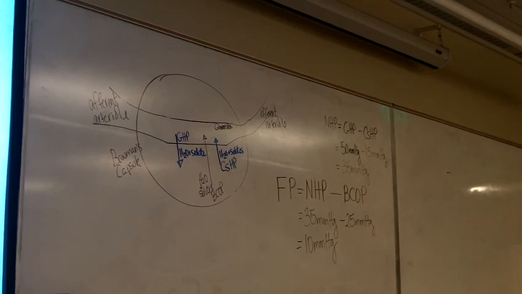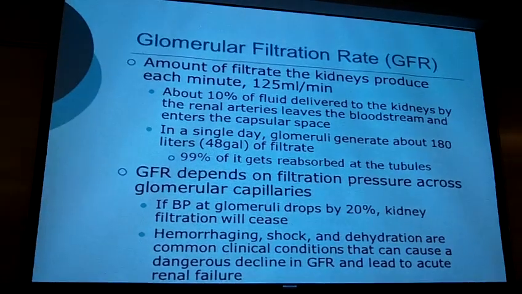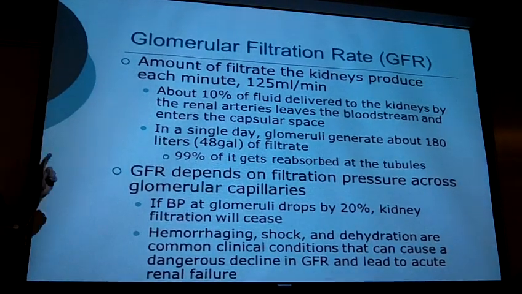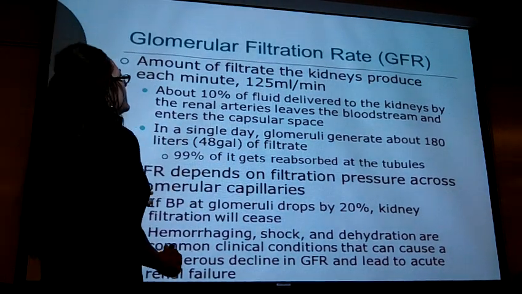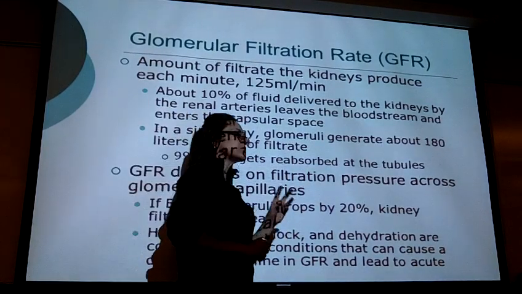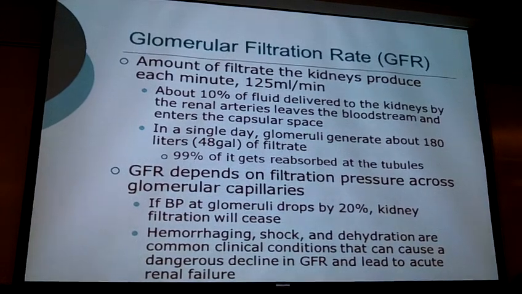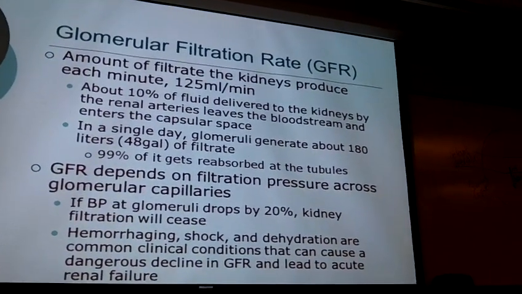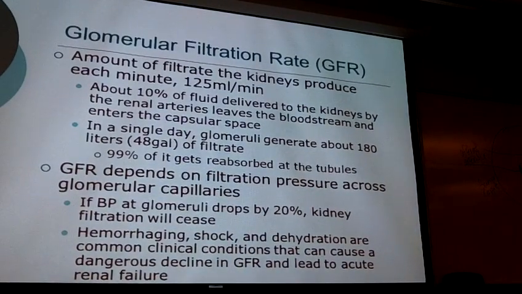This is called our glomerular filtration rate. This is how much filtrate each of the kidneys is producing every minute, and that's about 125 mils per minute. And that's actually a lot if you think about it. So that's the number that we're concerned with, the glomerular filtration rate. We don't want that number to become too high. We don't want that number to become too low.